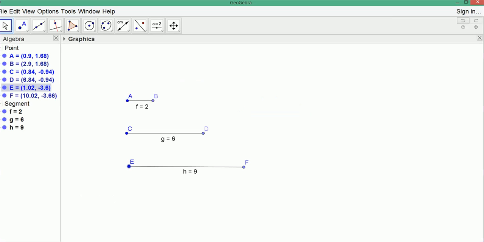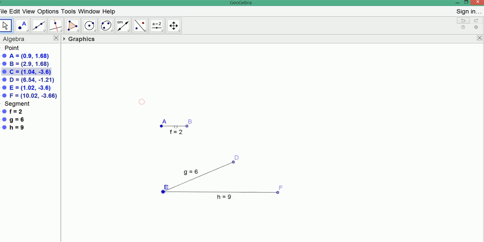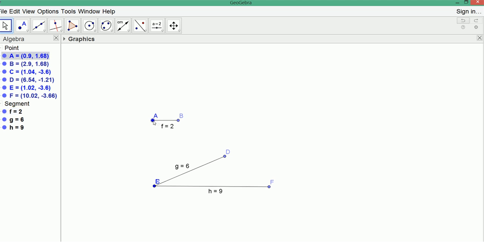So in GeoGebra, I've created segments with lengths 2, 6, and 9, and I'm going to try to make a triangle with the given lengths. I've connected two of the segments, and I'm going to try to get this third segment. I can't change the lengths, and it's a little too short there. Maybe if I bring this down a little bit, still not. Let's move this over here.